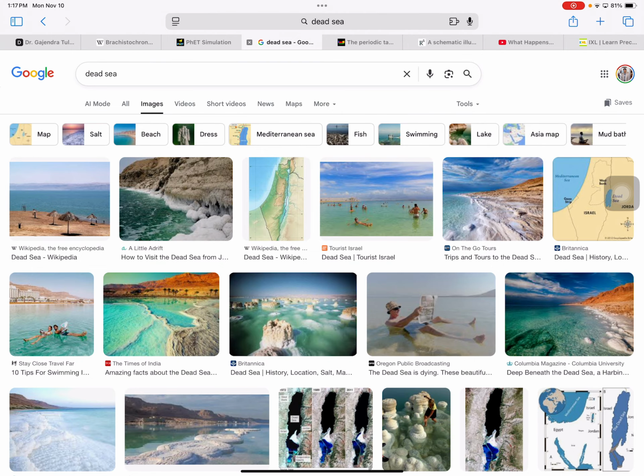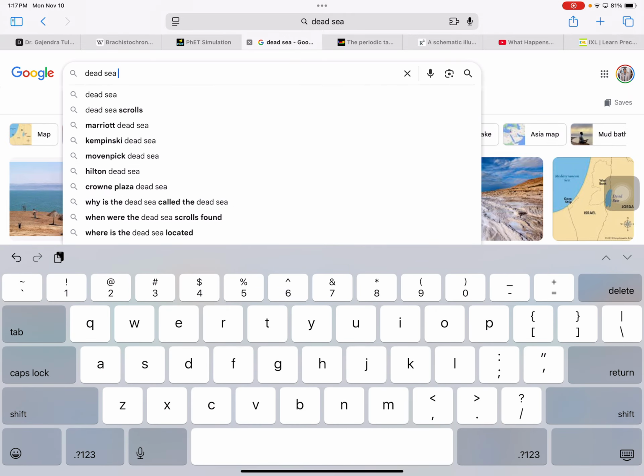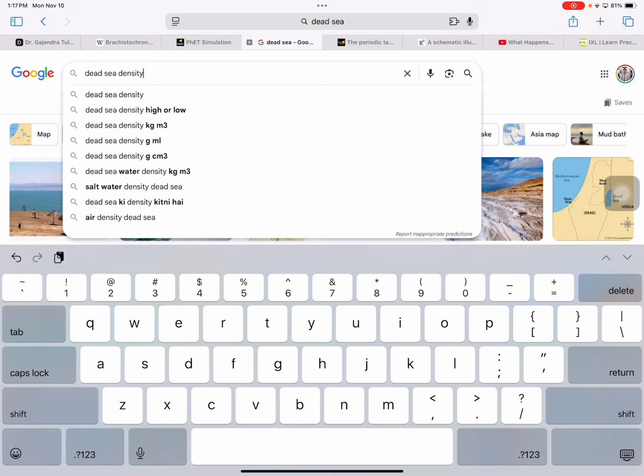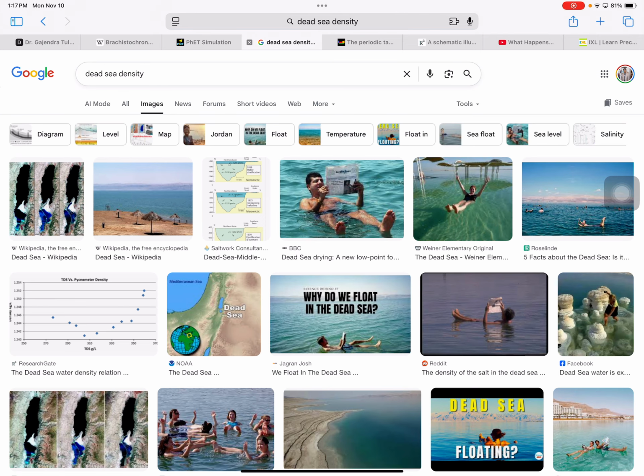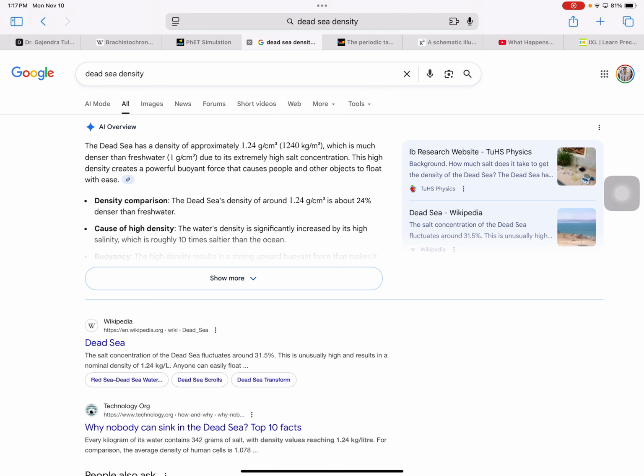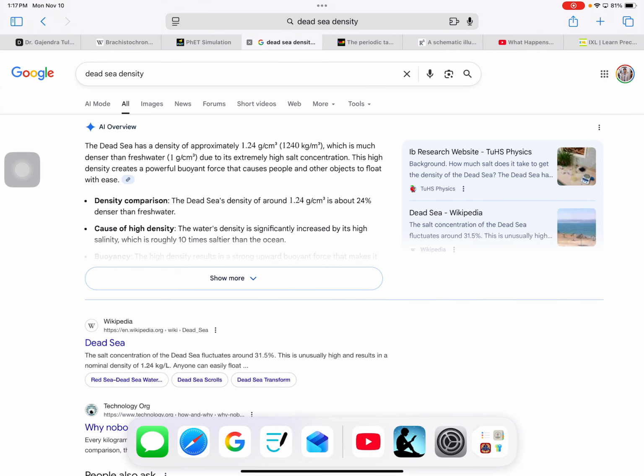So, people floating in the Dead Sea, it's very salty. You see that the density in the Dead Sea is quite large. So in the Dead Sea, only 80% of your body is underwater.